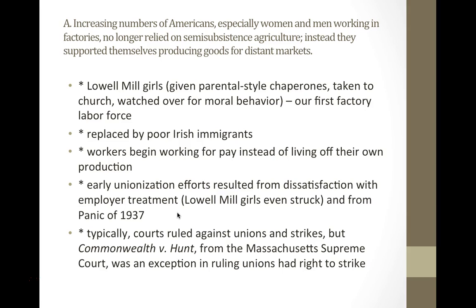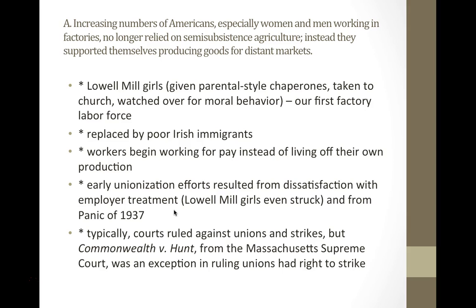We are going to have unionization efforts really quickly. People are going to realize that they're being treated unfairly by the government, so they're going to try to form unions to protect themselves. Even the Lowell Mill girls struck for a while, and that's going to continue.